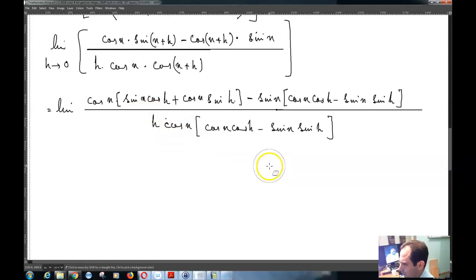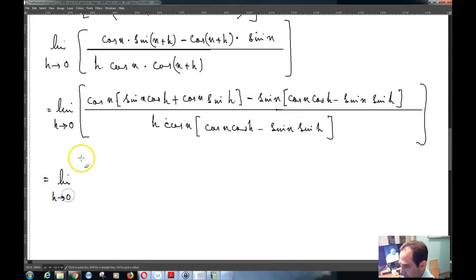Okay, so we have cos x here, you have sin x here. So let's simplify this, as h tends to 0. We want to take the limit of this whole thing. Sin x cos h, sin x cos h. I think we need to just multiply. So the limit of h tends to 0 of this expression.